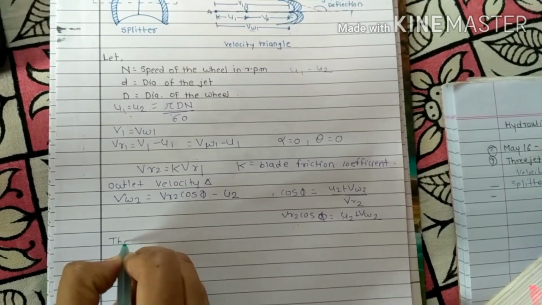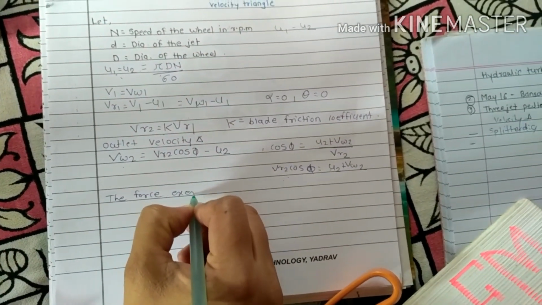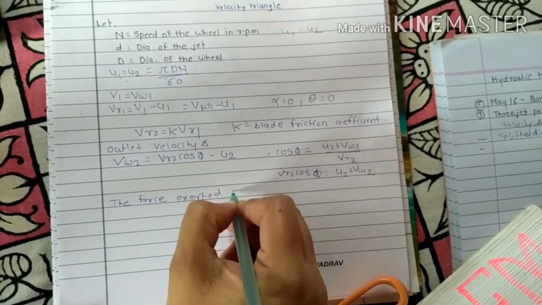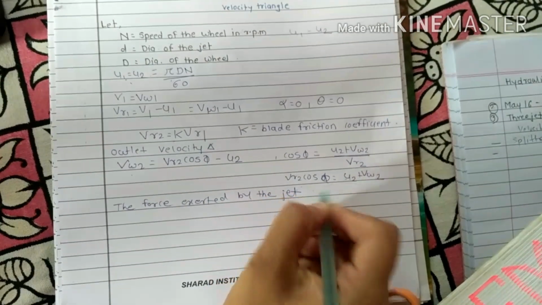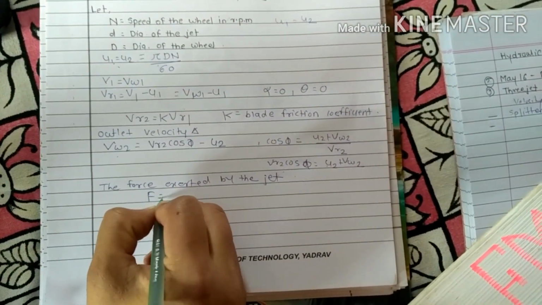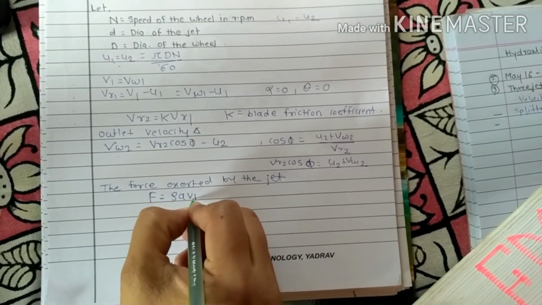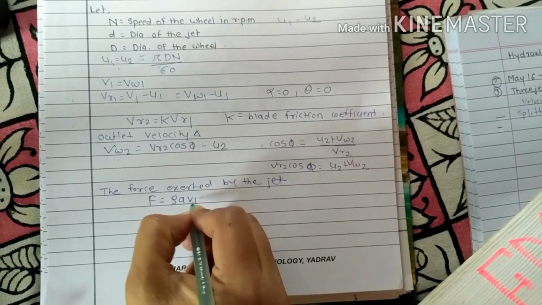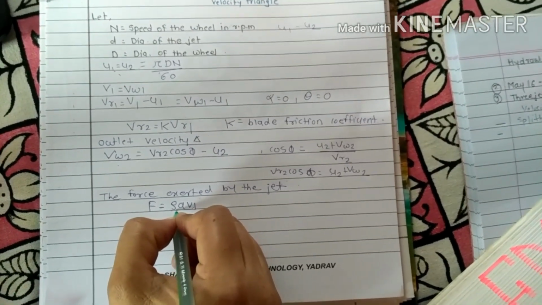Now the force exerted by the jet in the direction of motion is given by, now this force is equal to rho a v1. Now what is this rho a v1? This area into velocity is nothing but discharge, and if you multiply it by density, it will give the mass flow rate.